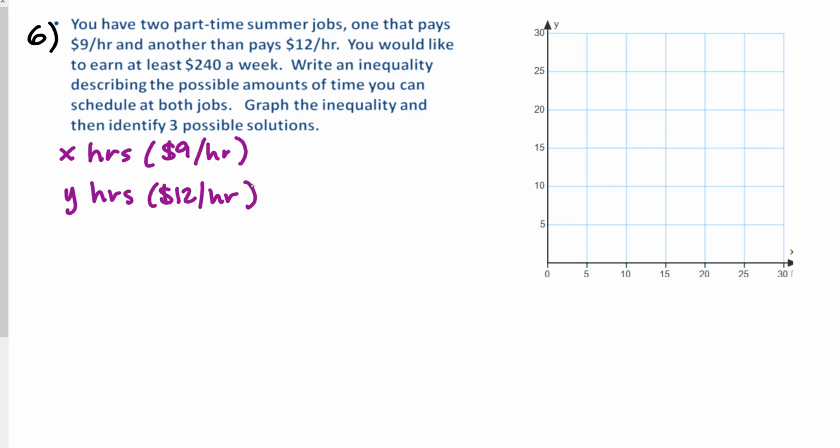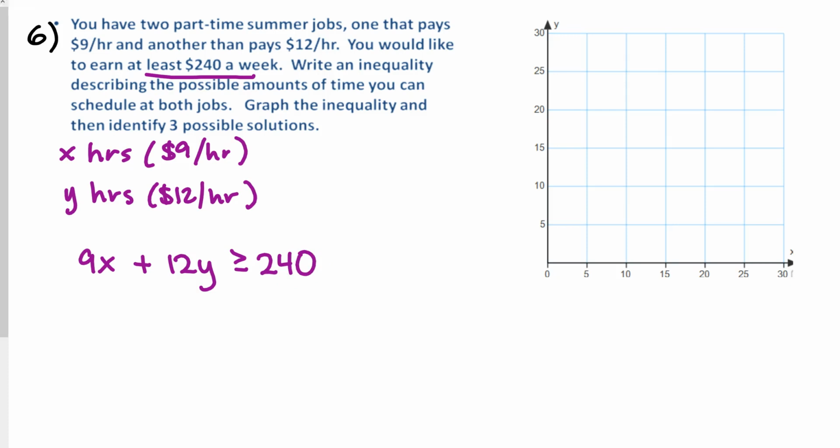Now, there of course would be some restrictions on how many hours you can work altogether and how many hours are in a week and all that kind of thing. But just setting that aside for the moment, the amount of money you make at the first job would be 9x, the pay per hour times the number of hours. And the amount of money you make at the second job would be 12y, $12 an hour times the number of hours. And you're hoping to earn at least 240, so that would be greater than or equal to 240. So there's our inequality.